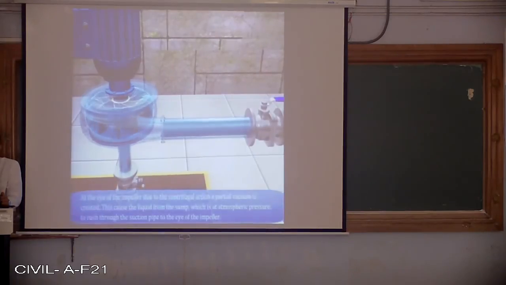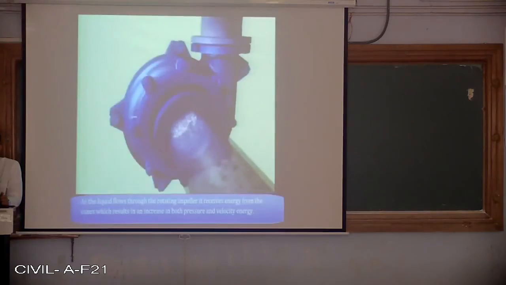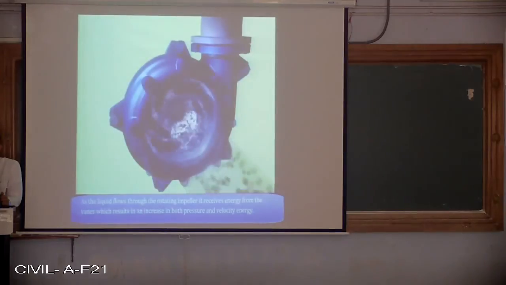At the eye of the impeller, due to the centrifugal action, a partial vacuum is created. This causes the liquid from the sump, which is at atmospheric pressure, to rush through the suction pipe to the eye of the impeller. As the liquid flows through the rotating impeller, it receives energy from the vanes, which results in an increase in both pressure and velocity energy.